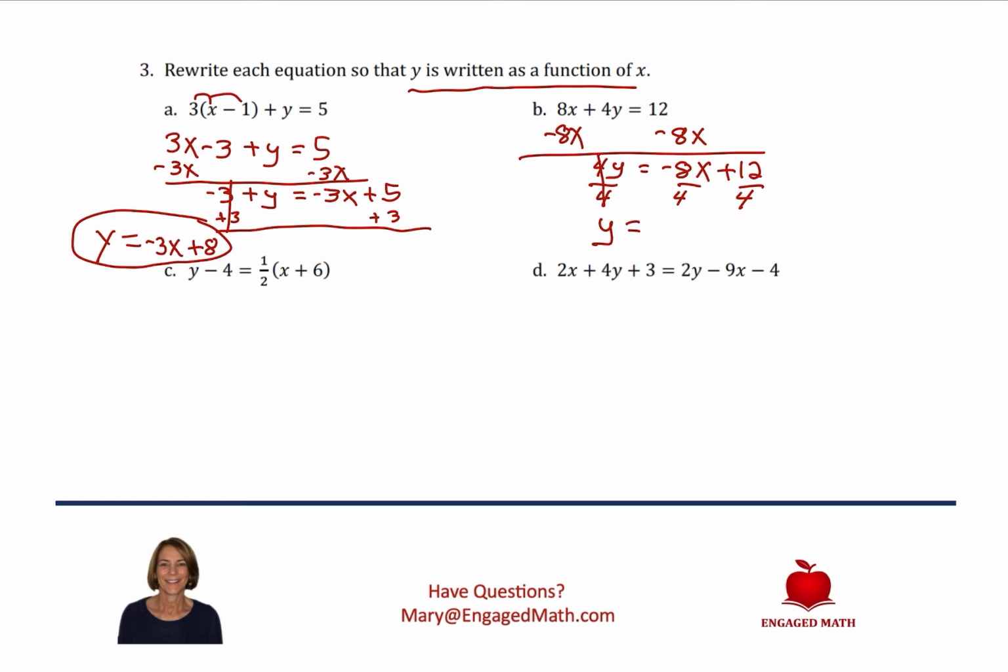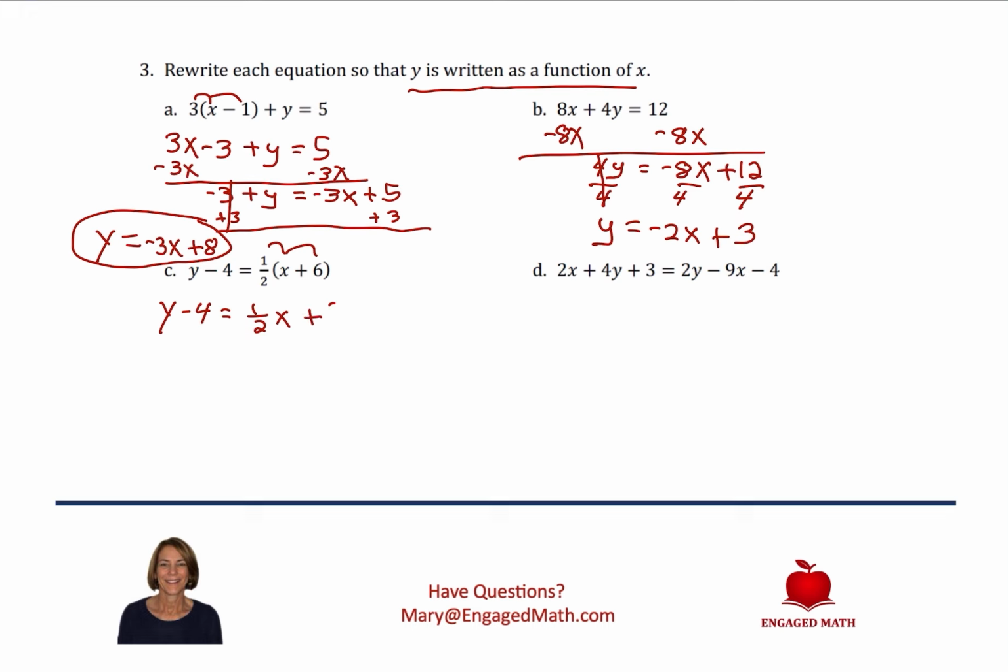And our final answer is y equals. We want to reduce negative 8 over 4 to negative 2x and then plus 3. And we're done with problem B. All right, let's go to C. Now, there's two ways to approach this. We could try to get rid of that fraction of 1/2 first, but I think I'm just going to leave it and distribute it through the parentheses.